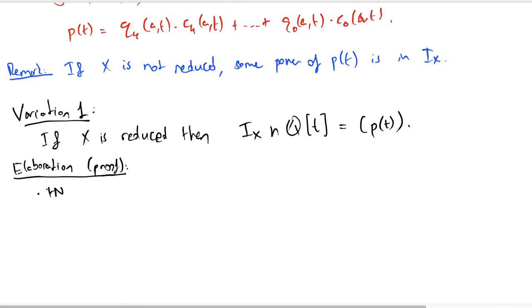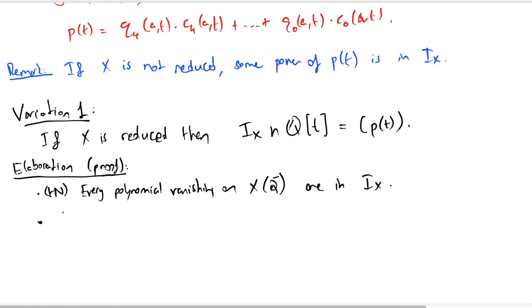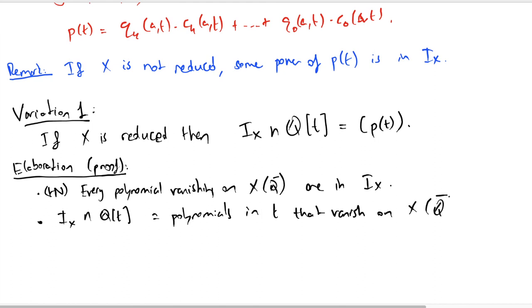So the Hilbert Nullstellensatz says that every polynomial vanishing on these algebraically closed points of X are in I of X. And then this implies that I(X) intersected with Q[t] is precisely the polynomials in t that vanish on X(Q bar). Namely, these are the polynomials that vanish on all the t-coordinates of the points on X.